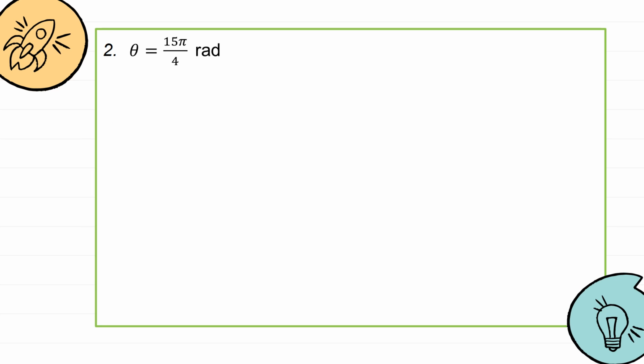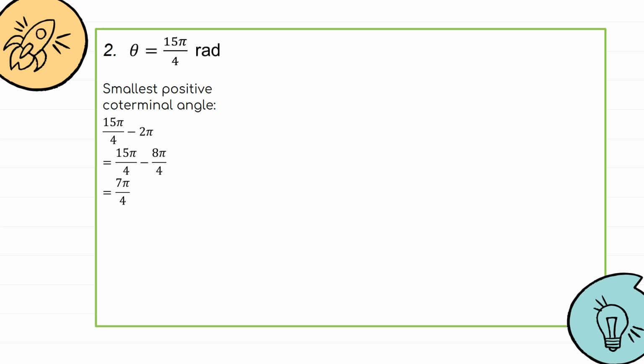So for number 2, we have theta equals 15 pi over 4 radians. So the first thing we need to do is to find the coordinates. Okay? Take a look at your angle theta, 15 pi over 4. That is greater than 2 pi, nasa labas ng range. So therefore, we need to get the smallest positive coterminal angle muna. To get it, magbabawas tayo ng 2 pi. Mas malaki yung 15 pi over 4 sa 2 pi. So magsasubtract tayo. So our answer here should be 7 pi over 4. So 7 pi over 4, yan ngayon yung pagbabasehan natin.